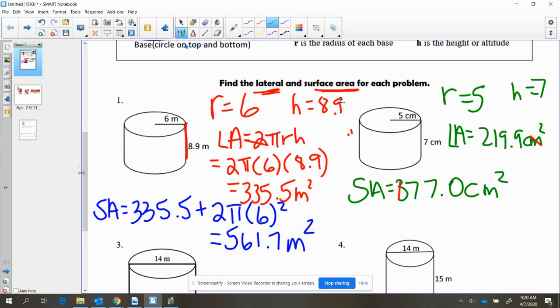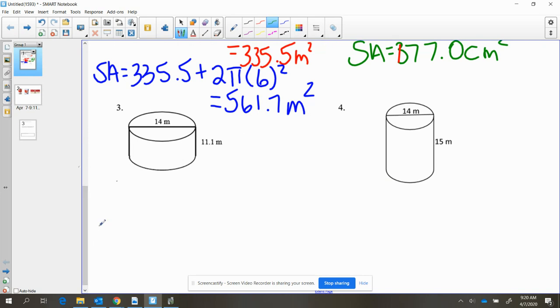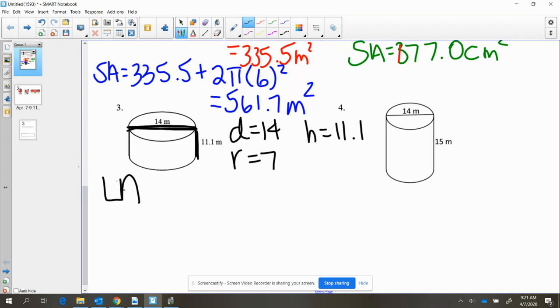Okay. Now, be careful in examples like 3 and 4, because again, we start these problems by looking for the radius and the height. Well, the problem here is they're not giving you the radius, they are giving you the diameter, right? They give you the whole span of that circle. So the first thing you need to do is calculate the radius by dividing your diameter in half, and then you're going to find the height by looking for the distance between the bases, which is 11.1. And for lateral area, 2 pi r h is the formula.